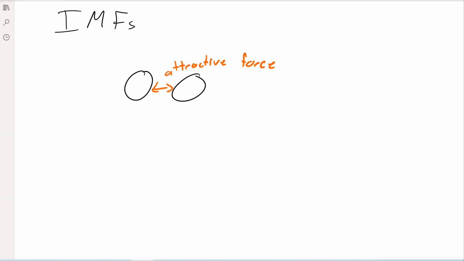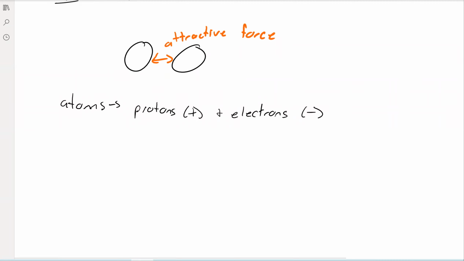And so then let's think about what these molecules and atoms are made out of. Remember that atoms are made out of protons in the nucleus that have a positive charge, and then electrons outside the nucleus that have a negative charge. There are also neutrons, of course, but they're not as important to this story. And then when we're talking about positive and negative charges, we know that opposites attract. So if we have something that's a positive charge and something that's a negative charge, there's going to be some type of attraction between the two.